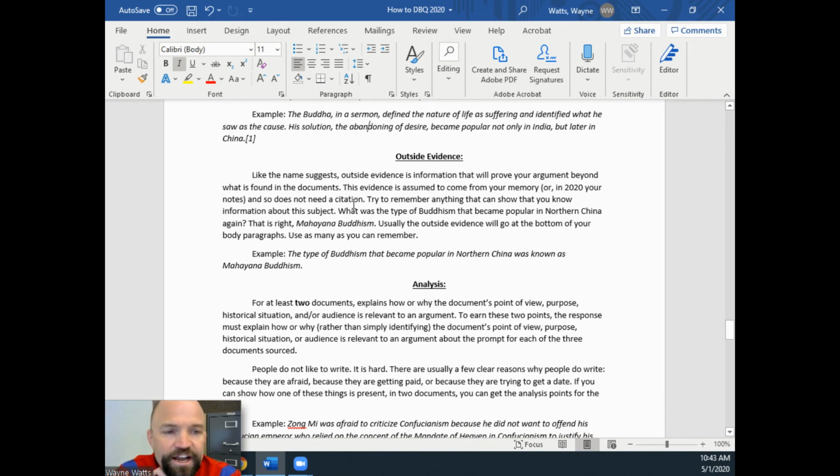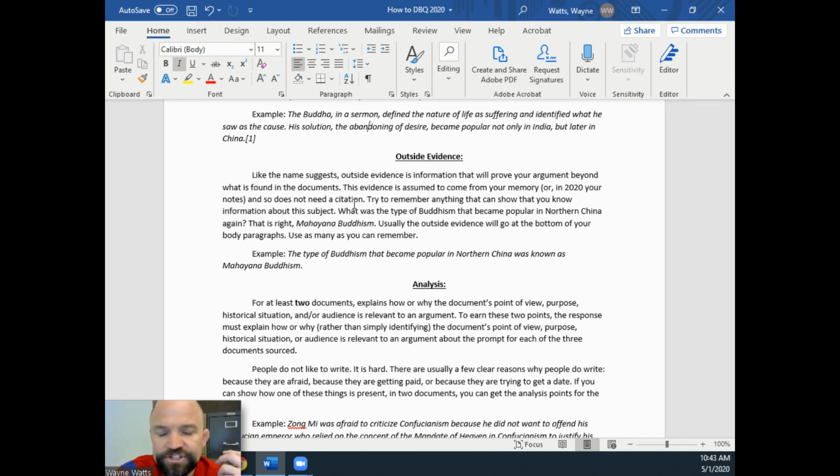Like the name suggests, outside evidence is information that will prove your argument beyond what is found in the documents. This evidence is assumed to come from your memory, or in 2020, from your notes, and you are allowed to have your notes up and open during the exam. And you don't cite your own notes. It's assumed that that's your own information. So try to remember anything that can show that you know more information about this subject. What type of Buddhism became popular in northern China? That's right, Mahayana Buddhism. Was that found in the documents? No, it was not. Usually outside evidence will go at the bottom of your body paragraphs.